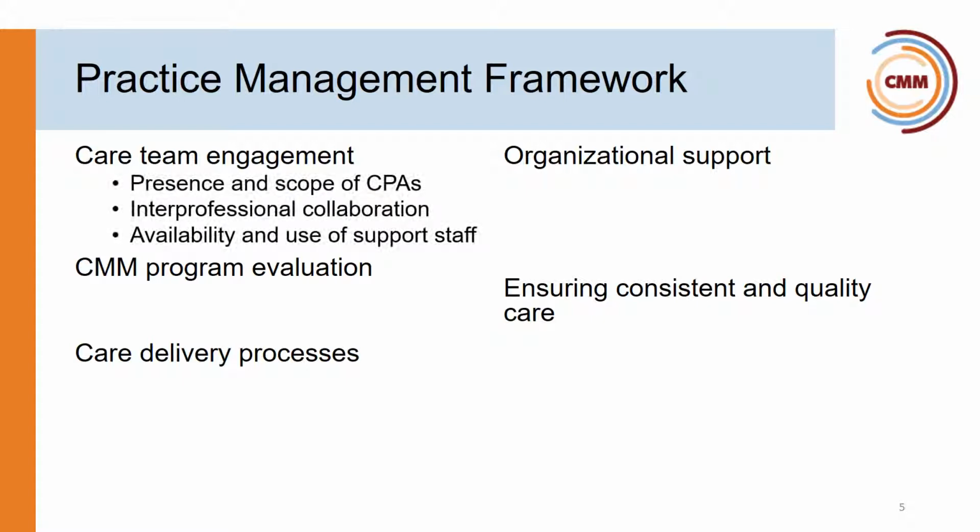So starting with care team engagement, there are 3 essential components of this domain: presence and scope of collaborative practice agreements, or CPAs, interprofessional collaboration, and availability and use of support staff. And each of these components are multifaceted. So presence and scope of collaborative practice agreements include medications and whether pharmacists have the ability to adjust dosing of existing medications, the ability to initiate or discontinue medications, and whether pharmacists can order labs, durable medical equipment, and imaging.